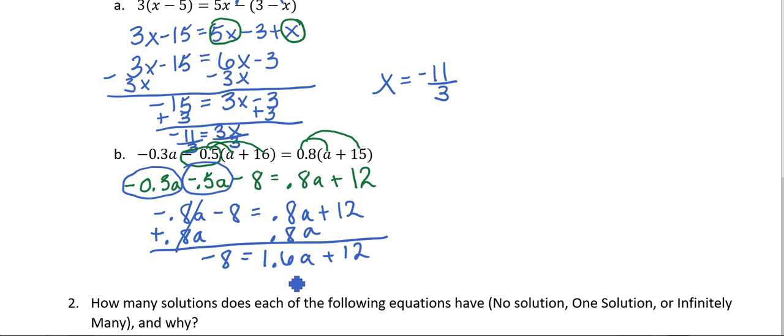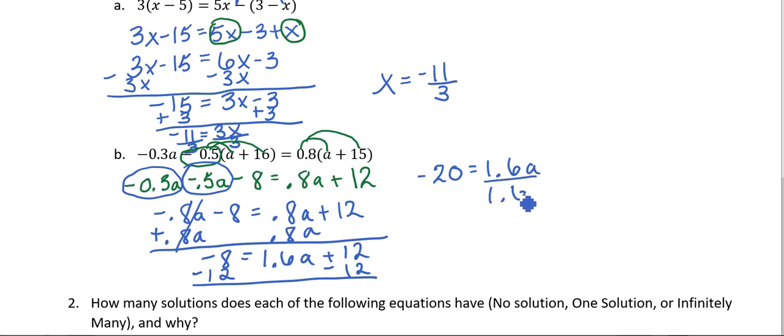And then to get a by itself, I'm going to subtract 12 from both sides. And now I have negative 20 equals 1.6a. And I'll divide by 1.6 on both sides, because we always divide by our coefficient. And I get negative 12.5. So a equals negative 12.5.